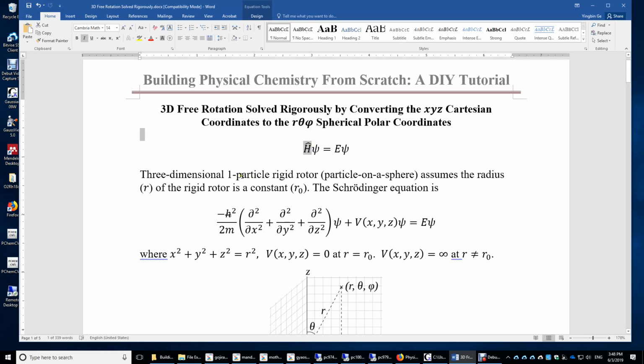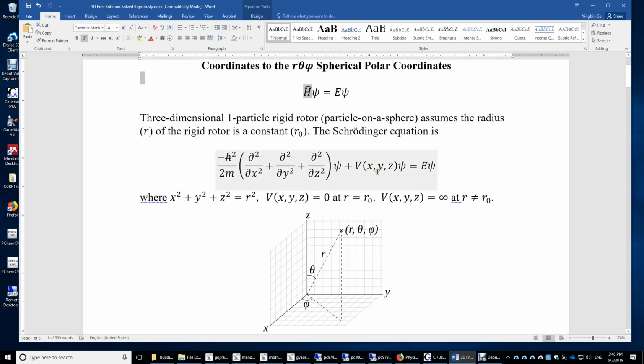The three-dimensional one-particle rigid rotor is also called particle on a sphere. We assume the radius of the rotor is a constant r0. Therefore, the Schrodinger equation is this. We have the kinetic energy operator in the x, y, and z direction. We have the potential energy here, and Hψ = Eψ. Note this potential energy is 0 when r equals the constant r0. The potential energy is infinity when r is different from the constant r0.